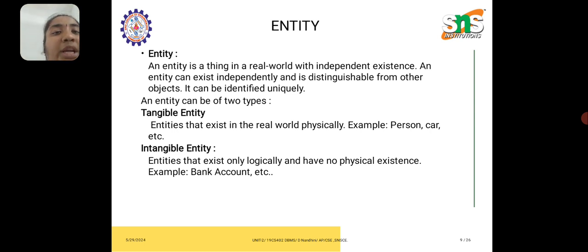What is known as a tangible entity? An entity that exists in the real world physically is known as a tangible entity. Examples: person, car, etc. Because a person is driving a car, these are all real-world entities. Next one is an intangible entity. An entity that exists only logically and has no physical existence. For example, a bank account. An amount has been transferred from one bank to another bank, so it does not have a physical existence in the real world.